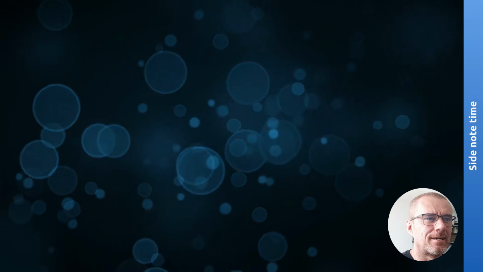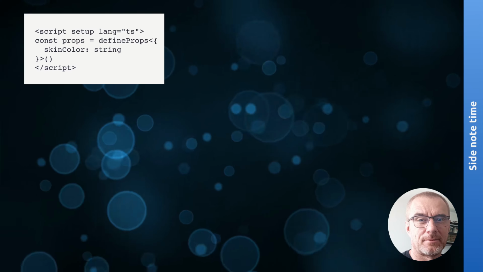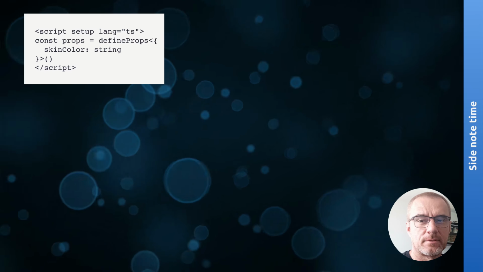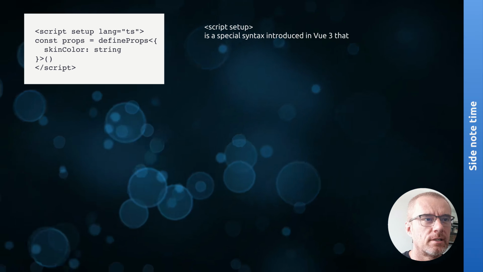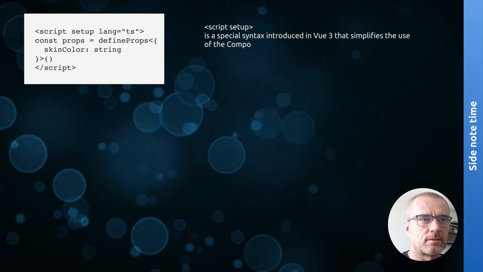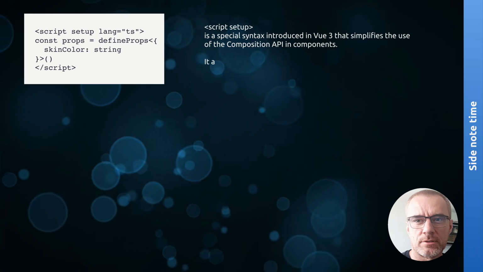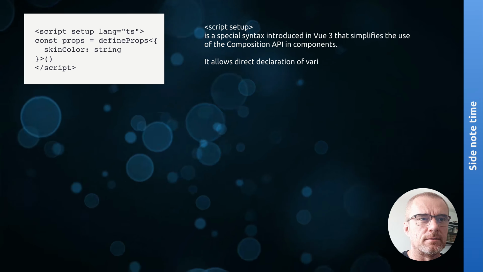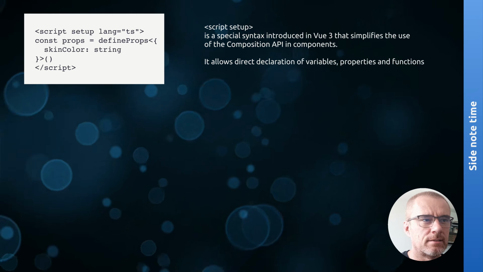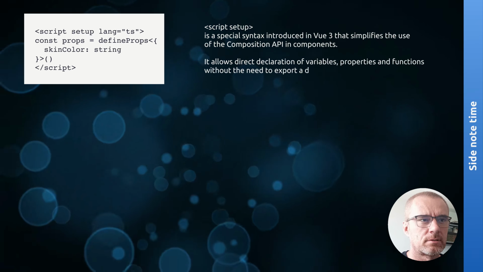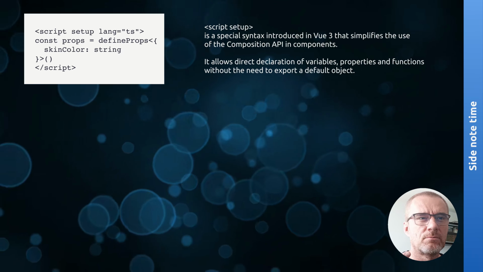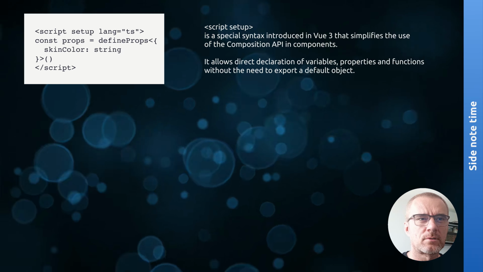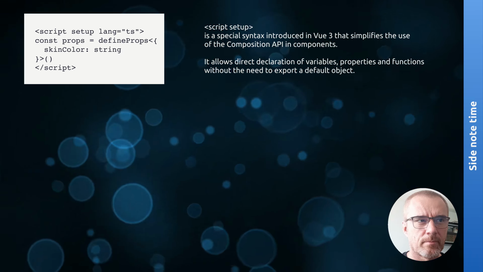At first, as you see, we typed script setup. Script setup is a syntax introduced in Vue 3 that simplifies the use of the composition API. It allows direct declaration of variables, properties, and functions without the need to export a default object.